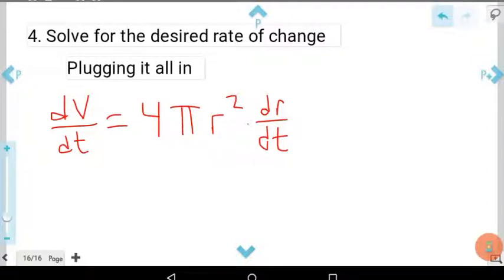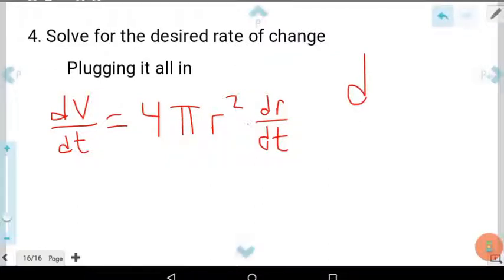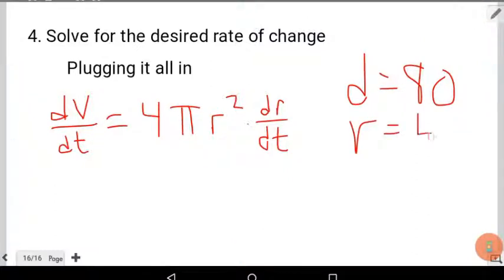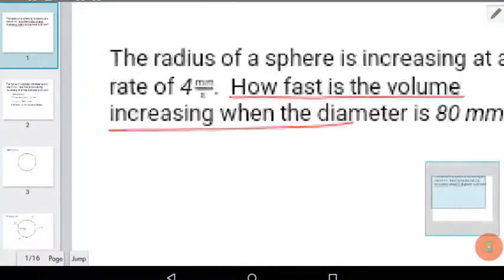So really all there is left to do at that point is just to plug all the other values that we know into our equation here, and that should give us our answer. So we're going to need to plug in what r is at the moment we are looking at, and we're going to need to plug in what dr/dt is at the moment that we're looking for. So we know that the diameter of the sphere at this moment was 80 millimeters, right? The diameter of a sphere is always going to be double the radius. So if the diameter is 80, the radius would obviously just be 40 millimeters. So we're going to plug in 40 for r.